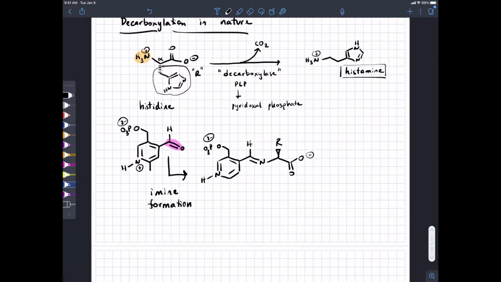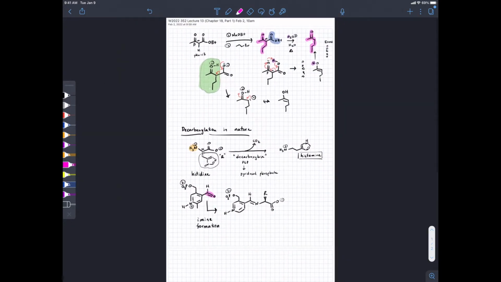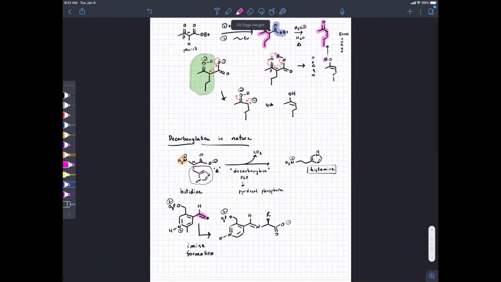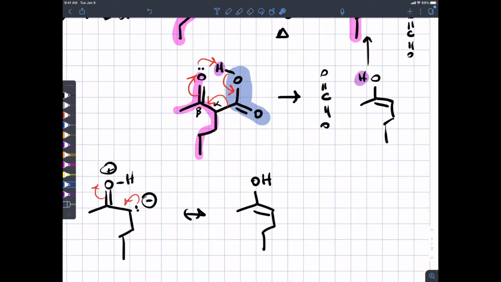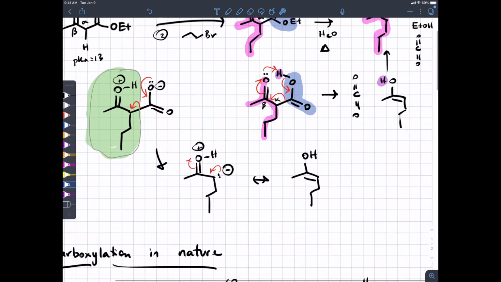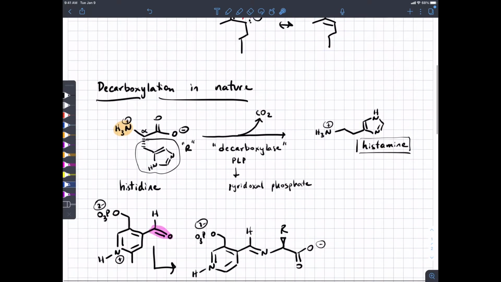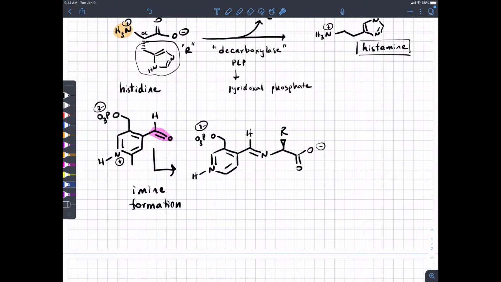By making the imine, look at what we've done in comparison to what we did previously with our beta keto acid. I'm going to highlight the part in blue that's going to leave as CO2, and then the part in pink that's going to be left behind, noting that when CO2 kicks the pink portion off, the negative charge on that alpha carbon can be stabilized by resonance. Look at the same pattern here.